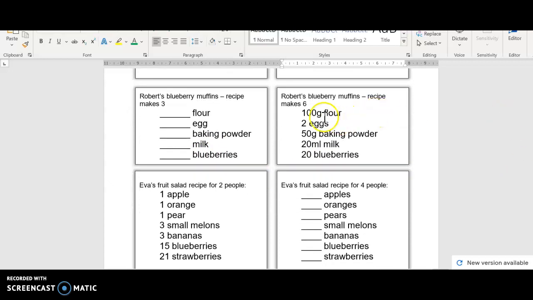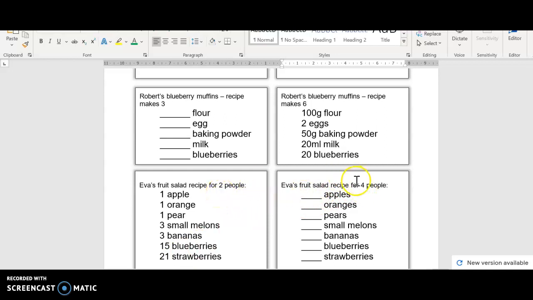Here we've had to scale down. Here we're going to need to scale up. So, for Eva's fruit salad recipe for 2 people, we've got 1 apple, 1 orange, 1 pear, 3 small melons, 3 bananas, 15 blueberries, and 21 strawberries. For 4 people, what are we going to need to do?